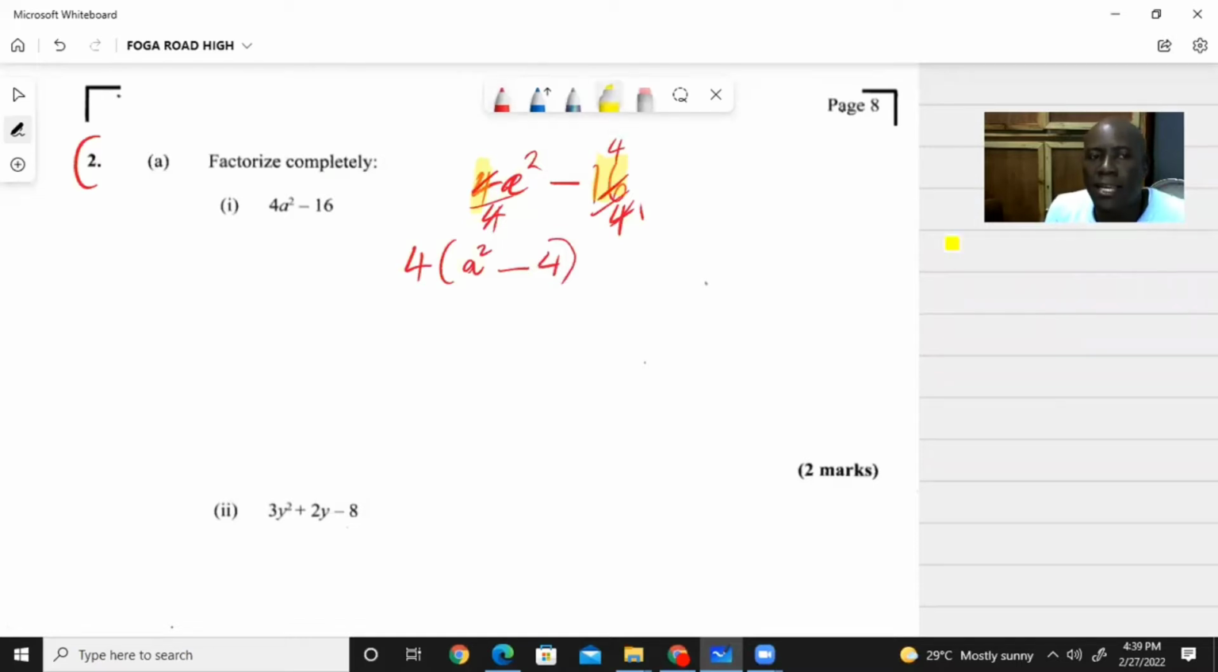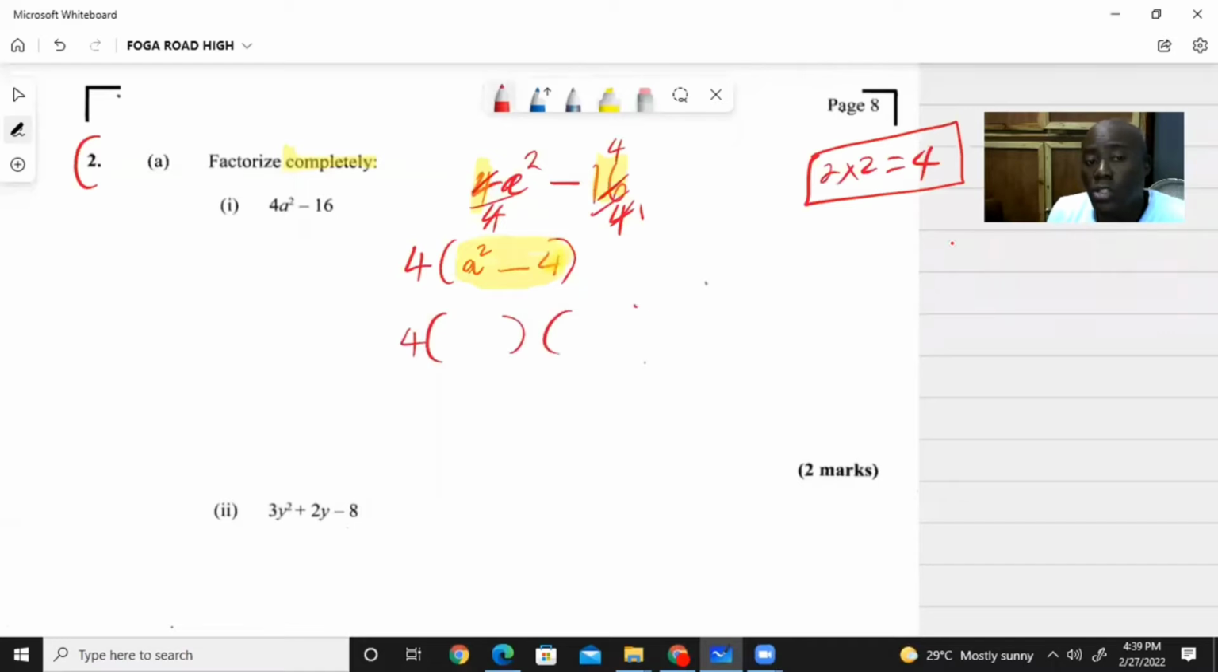Now, some people might think that this is finished. It's not finished, because when they say factorize completely, you have to go to the end, meaning when you look inside here, you would definitely see that this is a special type of factorization. It is called the difference of two squares, meaning a is square and 4 is a square number. How do we know that 4 is a square number? 2 times 2 gives you 4. So 4 is a special number. It's a square number. Whenever you have the difference of two squares, it's a very easy factorization.